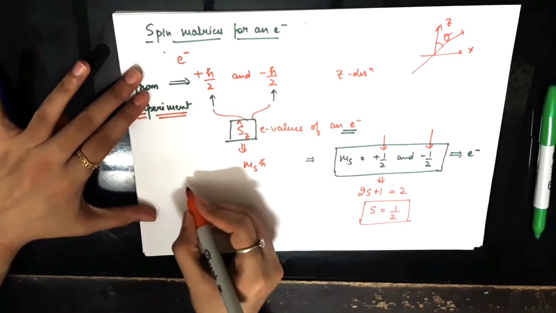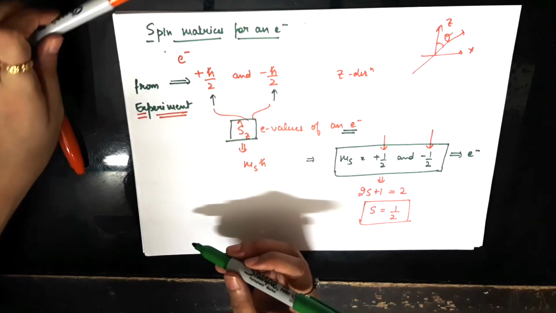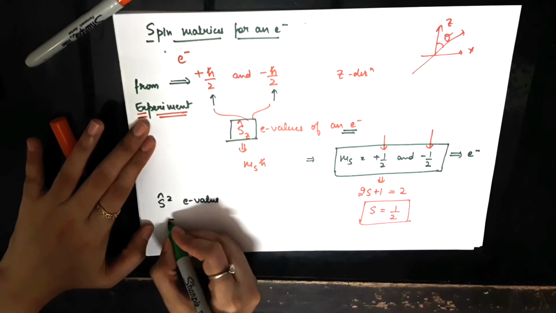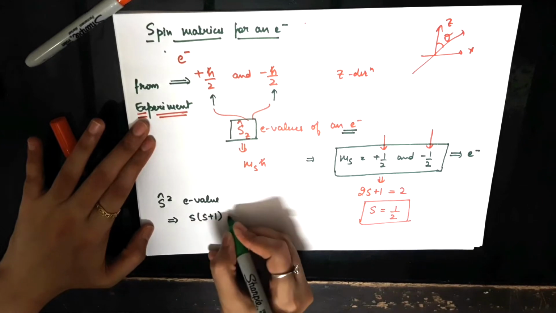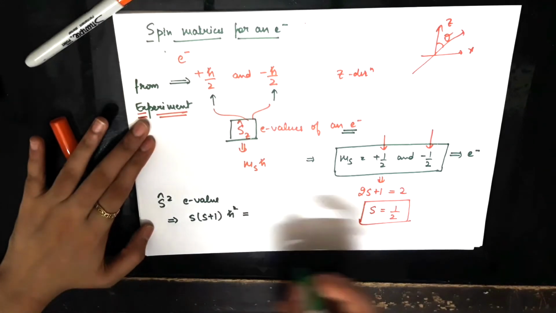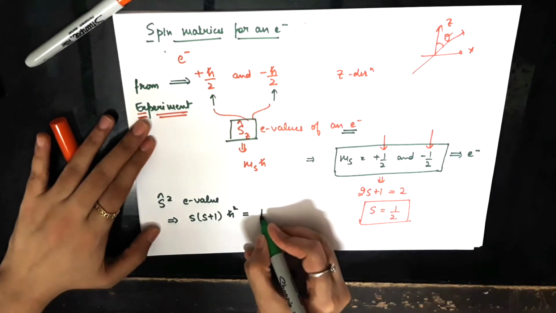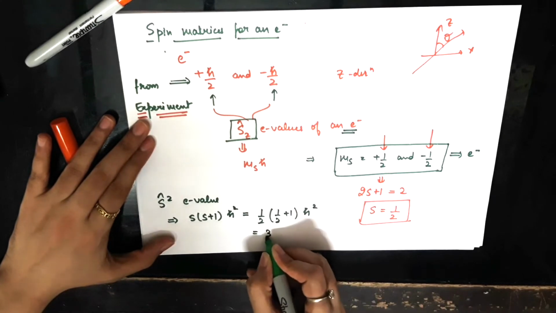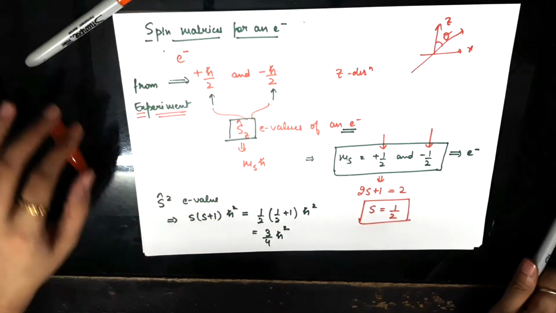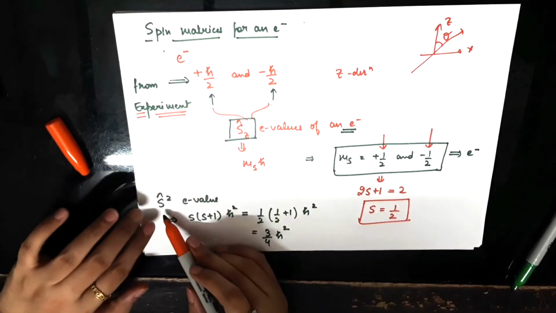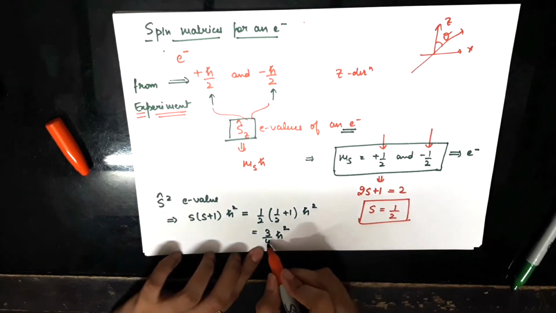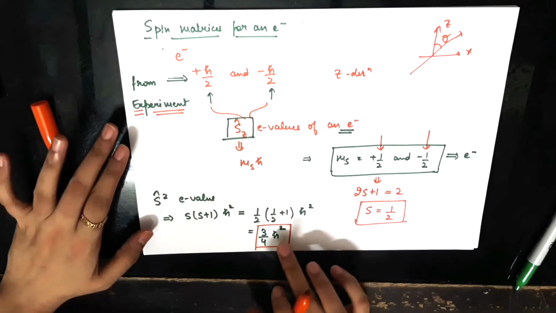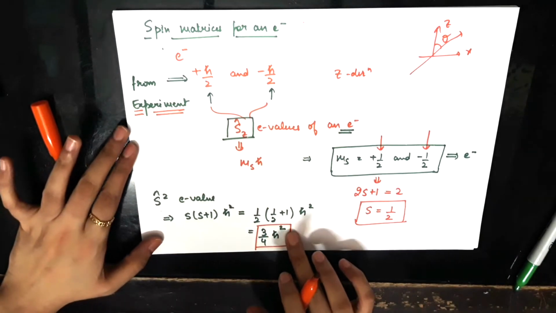So this is the Sz eigenvalue. You could also see what the S squared eigenvalue would be. The S squared eigenvalue is equal to s(s+1)ħ². So for the case of the electron, because s is half, I would get half into half plus 1, times ħ². So this would give me 3/4 ħ². So the S squared eigenvalue, the total angular momentum squared eigenvalue, is 3/4 ħ². It is not half.